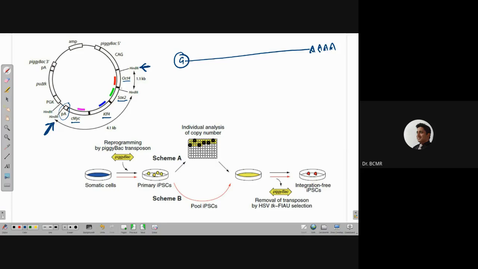So all the black marks they have put here are self-cleaving peptides. They have CAG. CAG is an important promoter, a highly expressing promoter. And from here till here, that's the piggyBac. This whole thing is the piggyBac vector. And ampicillin is for manipulation when we work within E. coli.